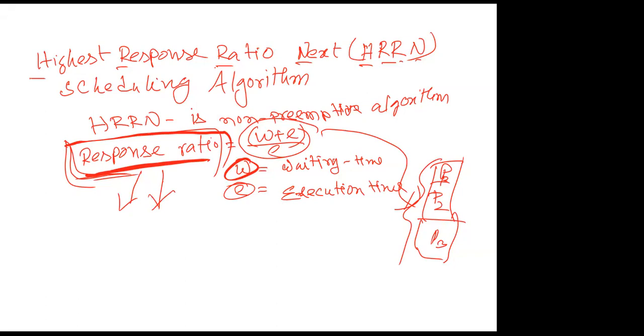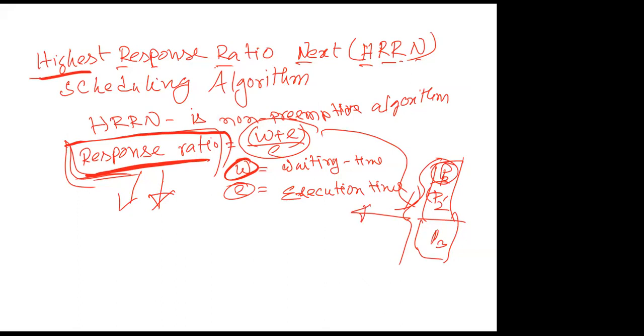This is why its name is Highest Response Ratio Next scheduling algorithm. From this response ratio, the algorithm schedules a process from the RAM to the CPU. So here the response ratio is important.